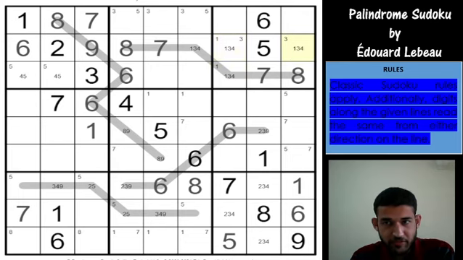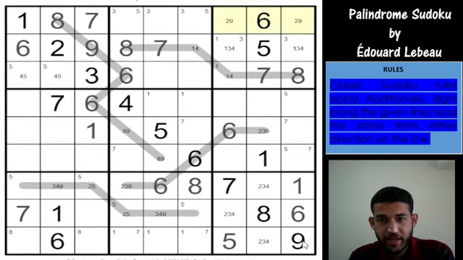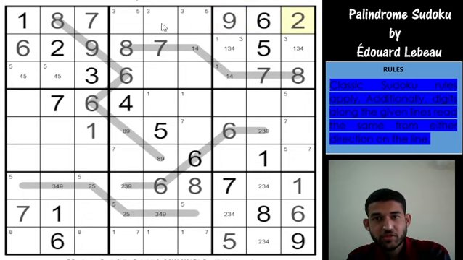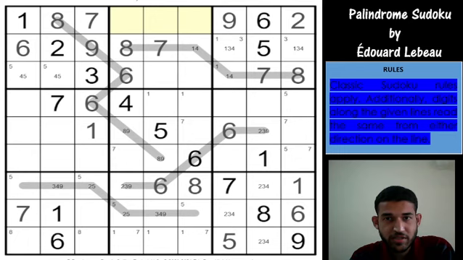3 can be eliminated from here using classic. I mean this cell, row 3 column 7 cannot take a 3, so this is not 3, and these two cells must be 2 9, and that allows us to resolve that immediately. So that's 9, that's 2, and row 1 can be completed now. So this is 3 4 5.